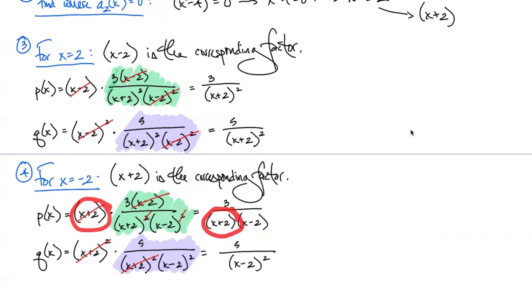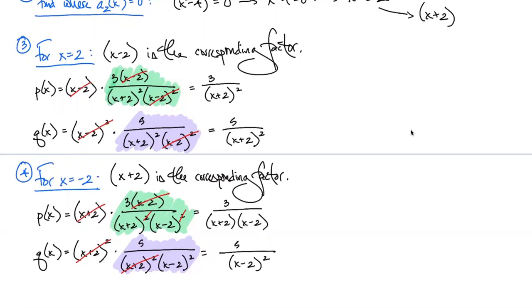What does that mean? That means that if I plug in -2 into the little p of x here, it's still going to give me something that is undefined, right? Because if I plug in -2 for x, this first factor will go to 0. And then I have 3 over 0, which we all know is undefined. Okay.